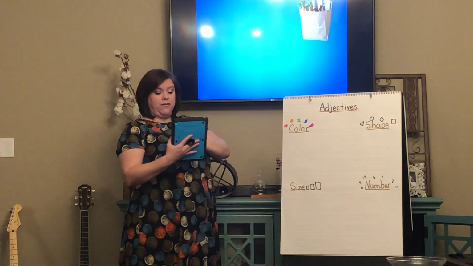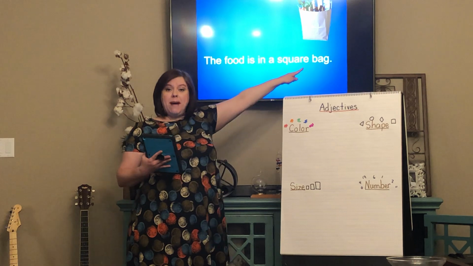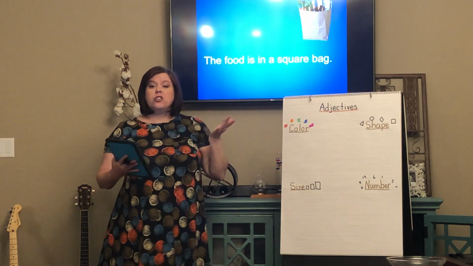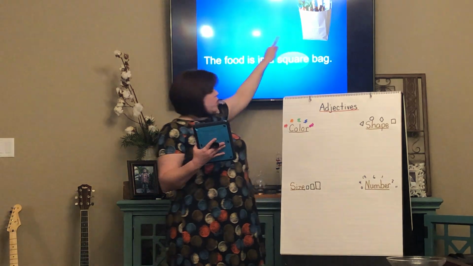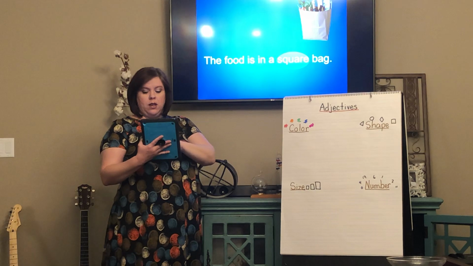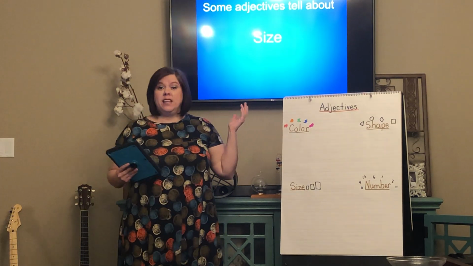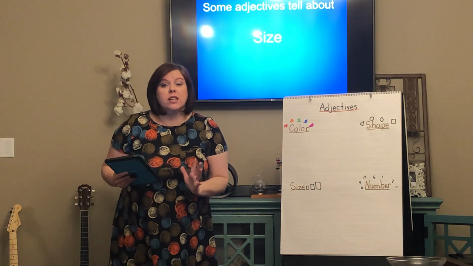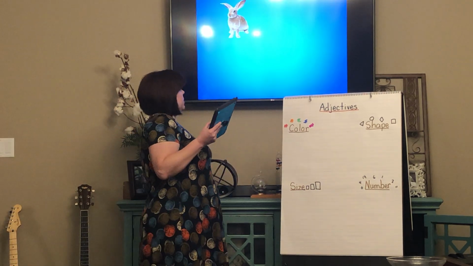Here we have a bag of food. The food is in a square bag. And so I can ask you, what shape is that bag? The front of the bag is kind of like a square or a rectangle, so we can say that the adjective is the word square. Now, other adjectives will tell us about size, how big or how small something is, or how tall or how short something is. So let's look at this one.